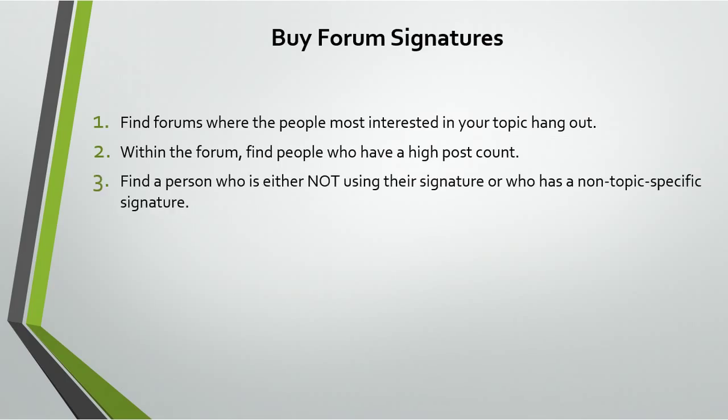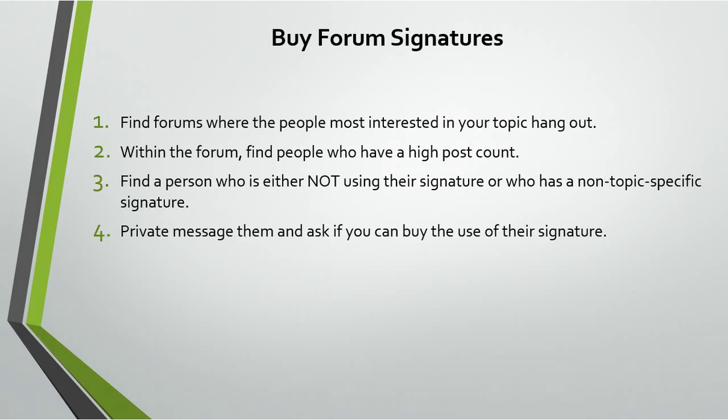Number three, find a person who is either not using their signature at all, in other words, they don't have a signature in their posts, or who has a non-topic-specific signature. They just have something there just to have it, something that really isn't that specific to the topic at hand. Number four, private message them and ask if you can buy the use of their signature. In other words, you're saying, instead of you not having a signature there, or having one that's not very specific to the topic, would you mind if I put my phraseology there and an offer to my course there?